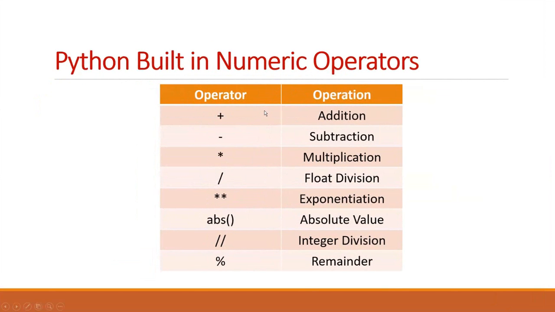So what are the operators we have? We have plus sign, minus sign, multiply sign, divide sign, and two stars. Two stars is exponential, right? I talked about this, right? And absolute value, double slash for integer division, and percentage sign for remainder, right?